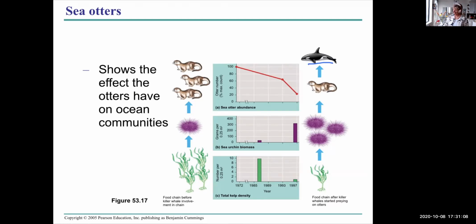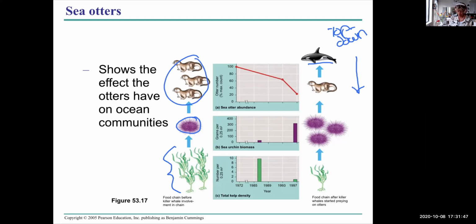Sea otters like to eat sea urchins, and sea urchins eat seaweed. So when the killer whales prey on the otters, there are few otters, more sea urchins, and less seaweed. So it's an effect from the top down. This is called a top-down effect. If there are many otters in a community, they keep the urchin levels down, and there's usually quite a lot of seaweed. So that's another example of a keystone species.